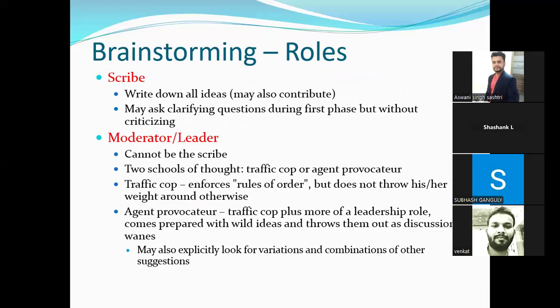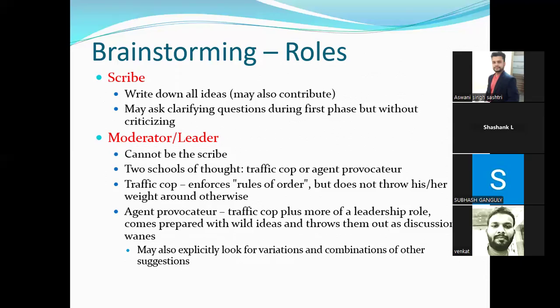In the brainstorming, there are two persons. One is the scribe, second is the moderator. Scribe is the person who is going to help the moderator or the leader. तो आप ये समझो कि आपका एक पर्सन होगा, example Venkat will be the leader, okay, and Shashank will be the scribe in this case. So for this project, for this session, Venkat will be the leader of the brainstorming session.